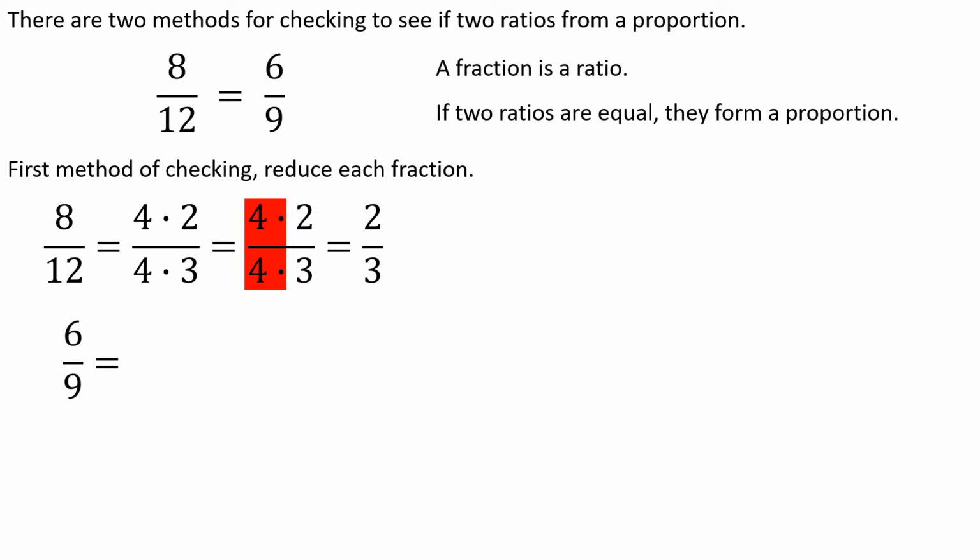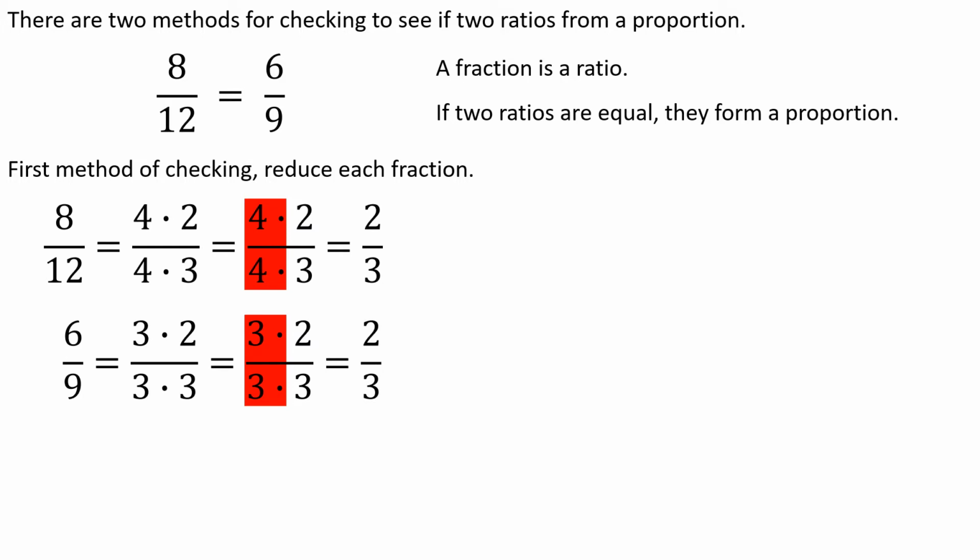What can I do with 6 over 9? Well, there's a common factor of 3. I can cancel that common factor of 3. Oh my goodness, 2/3. They have the same ratio. Therefore, they are a proportion, right? The fractions are equal, so the proportion is true. Notice you can pretty much switch and swap the word fraction and the word ratio back and forth.